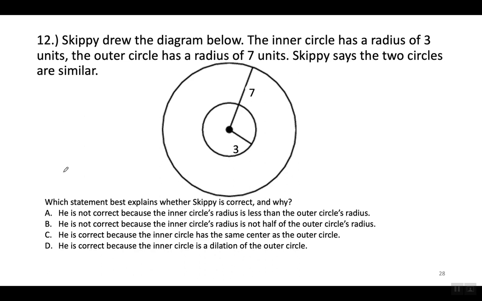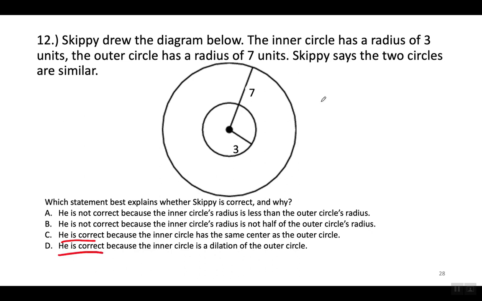Skippy says the two circles are similar. First of all, circles are similar, period. All circles are similar. Always. It doesn't matter. Any two circles are all similar. So which statement best explains whether Skippy is correct and why? First of all, you can only choose from the answers that say that he is correct.